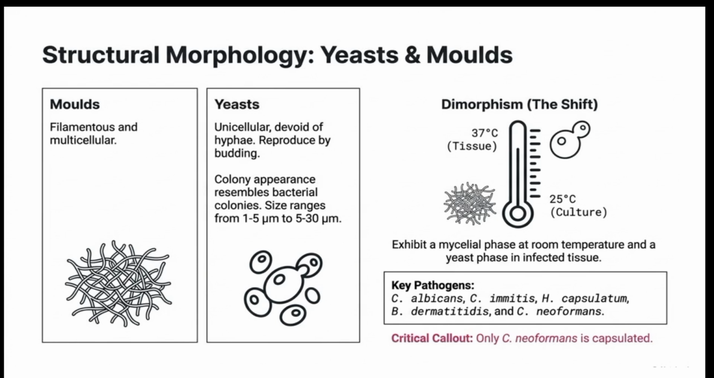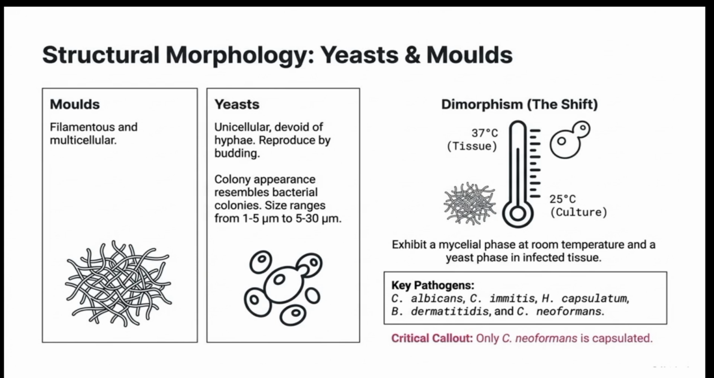They get wiped out. Precisely. By rapidly shifting into tiny single-celled yeasts, they can navigate the bloodstream, multiply quickly, and effectively evade immune defenses that were expecting a totally different type of threat. That is brilliant and terrifying. Pathogens like Candida albicans, Coccidioides immitis, Histoplasma capsulatum, and Blastomyces dermatitidis all use this thermal trigger to invade us.